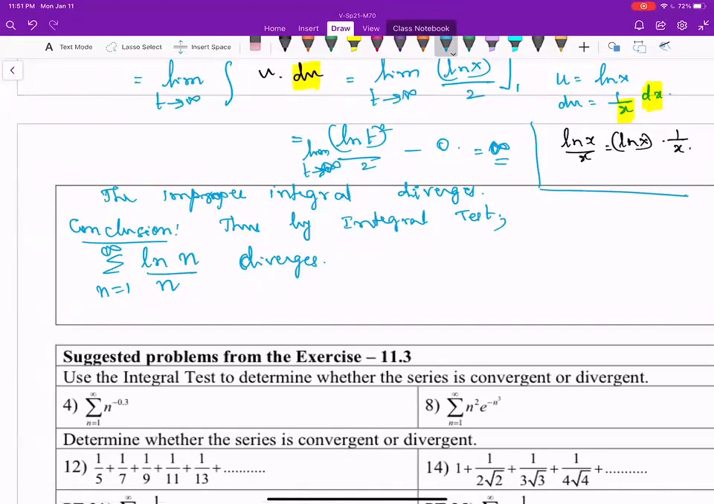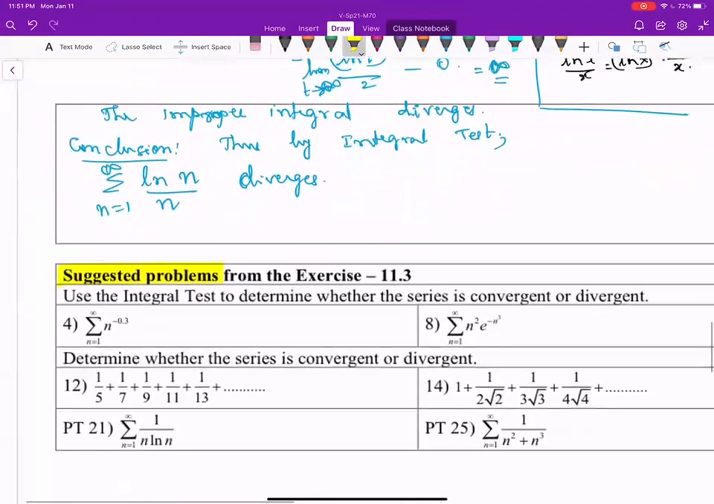Then from the exercise, for the suggested problems, I have done some in the videos for this section. So I have done problem number 8, problem number 21, and 25. So please refer to the videos for this section.